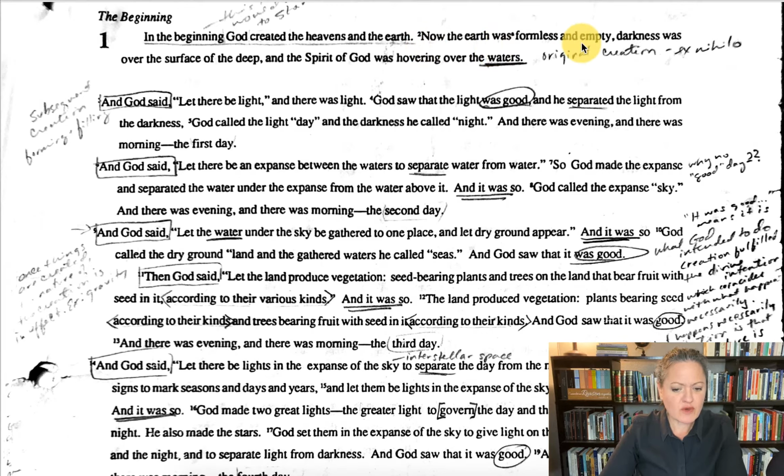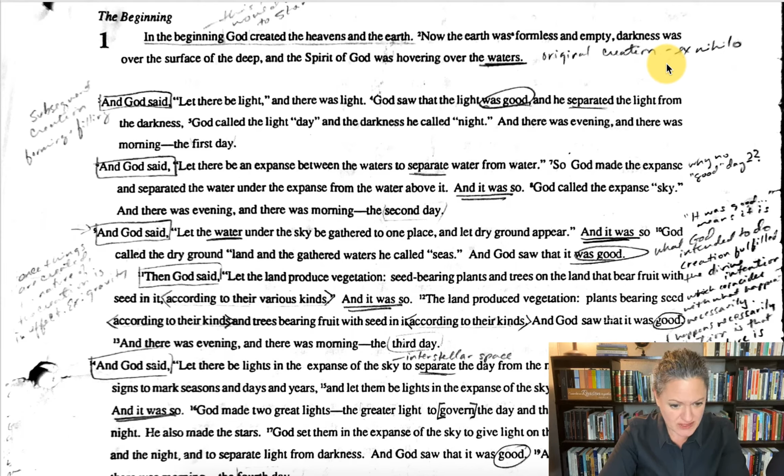Now the earth was formless and empty. Darkness was over the surface of the deep, and the Spirit of God was hovering over the waters. All right, so I want you to use your imagination. If you were making a movie, how would you envision this? The earth was formless and empty. So notice there's no form. We're going to have to talk about the original creation and subsequent creation.